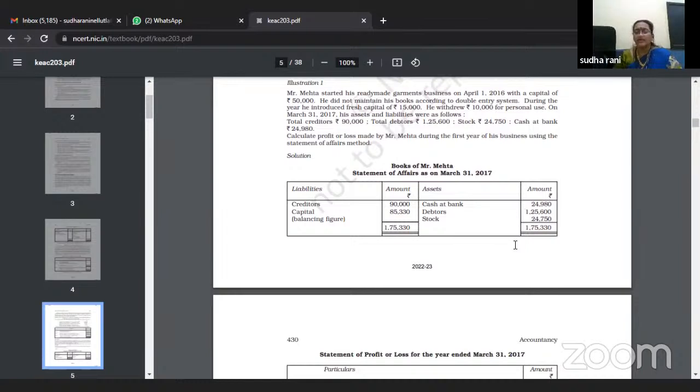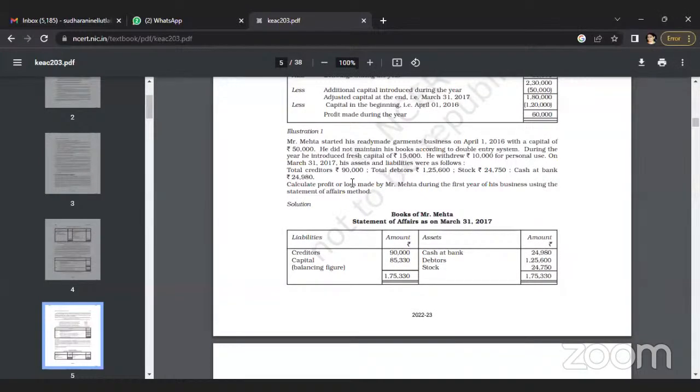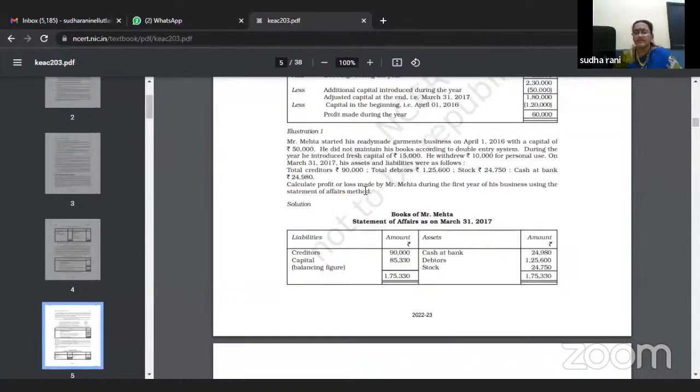What liabilities do you have? Only creditors. On the other side, you have debtors, stock, cash. Three items are there. So add these three and subtract the creditors value. Whatever you get, that difference is going to be your capital. Is that clear? Are you all following?